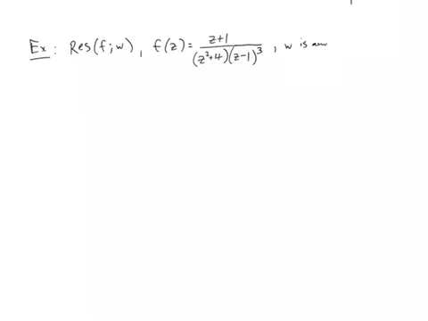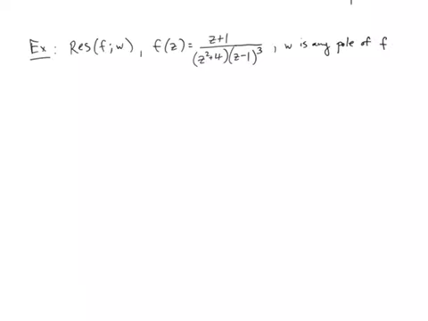So the example will be to compute the residue of f at w, where f of z is z plus 1 divided by z squared plus 4 times z minus 1 cubed, and w is any pole of f.